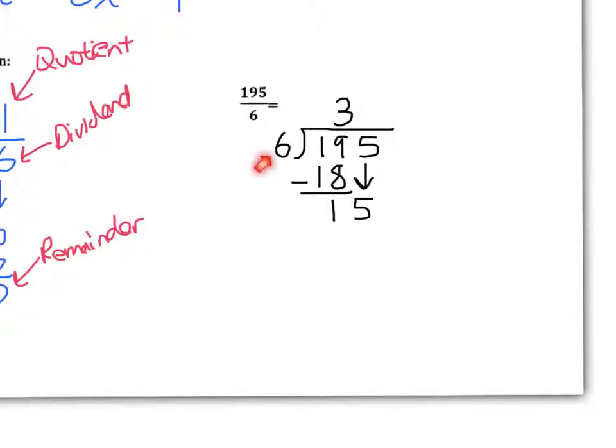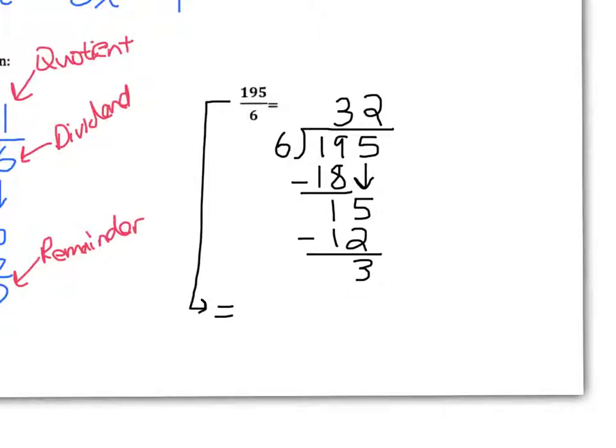Now we start the process over again. What can I multiply 6 by to get as close as possible to 15? And we would say 2, because 6 times 2 is 12. Do our subtraction, we get a remainder of 3. And we have no other digits. And so one way to write our answer is to say that 195 over 6 equals 32 and 3 over 6. Of course, 3 over 6 is the same thing as 1/2. So it's 32 and 1/2, right? And that's how we leave our answer as a mixed number.